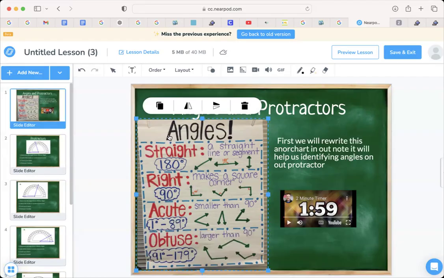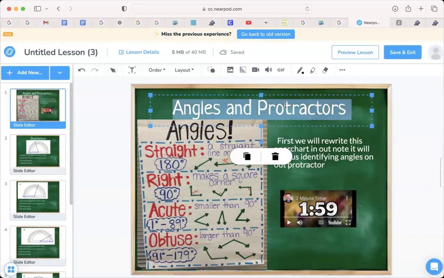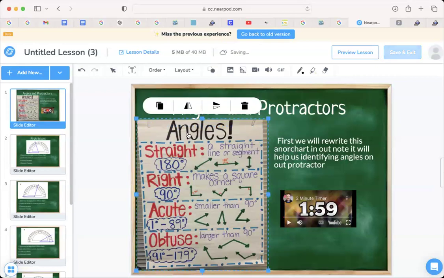All right, so the second thing you're gonna do, you're gonna write angles right underneath where you wrote protractors. So if this was my book, the first line should be angles and protractors. The second line should just say angles. You are writing angles now. 19, 18, 17, 16, 15, 14, 12, 11, 10, 9, 8, 7, 6, 5, 4, 3, 2, and 1.